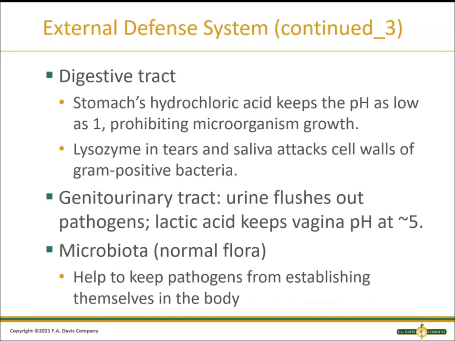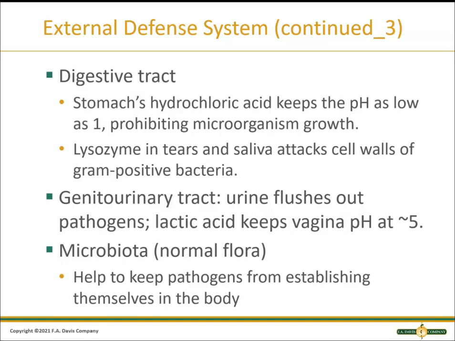The digestive system, the hydrochloric acid with the pH, it's normally like 2 or so, but it can go as low as 1. So it will prohibit a lot of microorganism growth itself. Now, some microorganisms have toxins that can go through that would cause food poisoning, like Salmonella, Staph aureus can do it, Shigella, those different ones out there. So tears, you've had some get in your eye, how it floods it out quickly. Saliva will help us attack cell walls. That's why a dry mouth is a big deal. Dry eyes is a big deal.